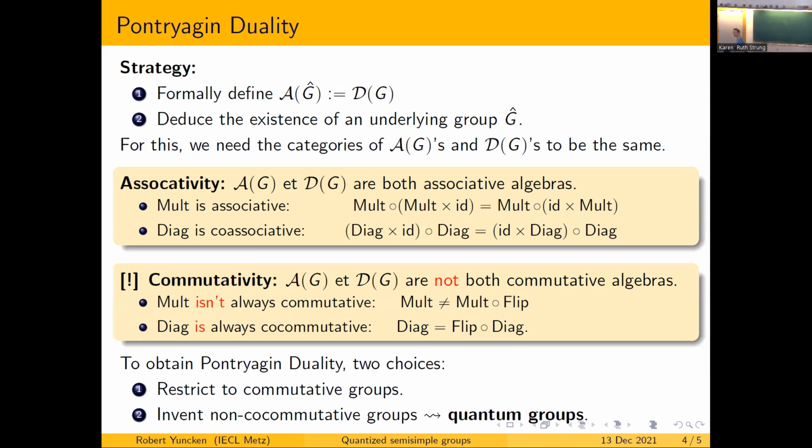Right, let's try again. So if you want to prove Pontryagin duality, then you have two options. The first is you restrict your attention, which is kind of sad, to abelian groups. Or the second option is to invent non-co-commutative groups, and that's what a quantum group is.